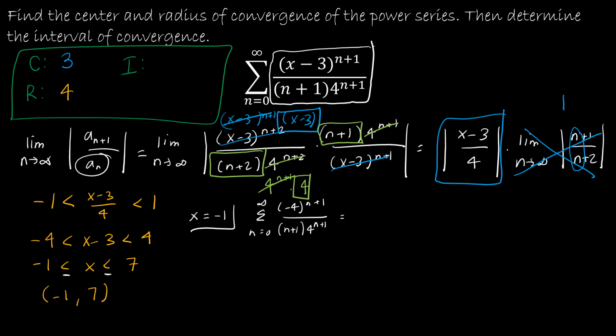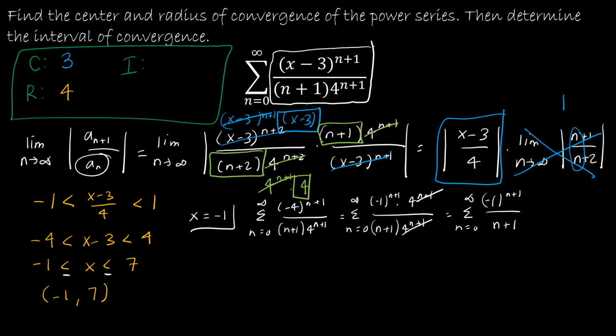Our job is always to simplify anything that we can. So I'm going to continue with the sum as n goes from 0 to infinity. I'm going to rewrite my numerator as (-1)^(n+1) times 4^(n+1). My denominator is still (n+1) times 4^(n+1), so that I can cancel my 4^(n+1)s. So now I have the summation as n goes from 0 to infinity of (-1)^(n+1) over n+1.